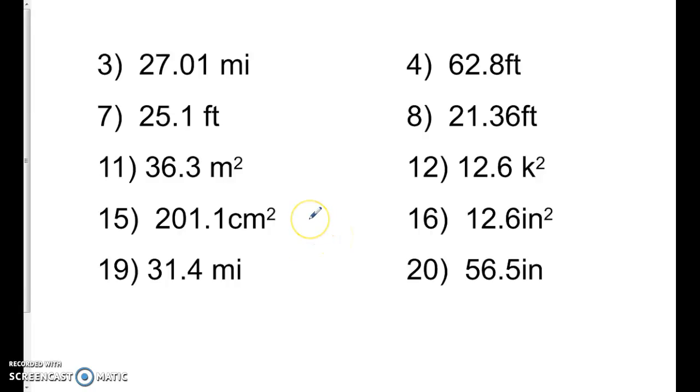What I wanted to do is I asked you guys to do these questions for homework in your notes, and hopefully these are what you got. For number 3, you guys should have gotten hopefully 27.01 miles, 62.8 feet for number 4. You guys can read these for 19 and 20.